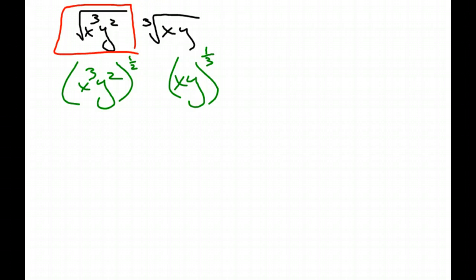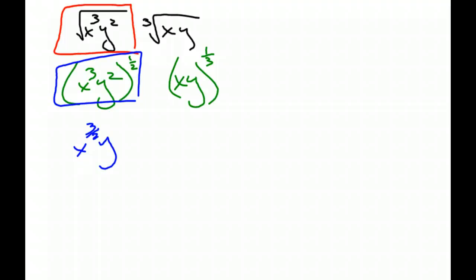Using the power rule, what do we get for my x exponent? I've got a 3 times 1/2. So 3 over 1 times 1 over 2 is 3 over 2. And for y, it's 2 over 1 times 1 over 2, which is 1. Good question. Y is 2 times 1/2, which is 1, so we don't need anything else on that.